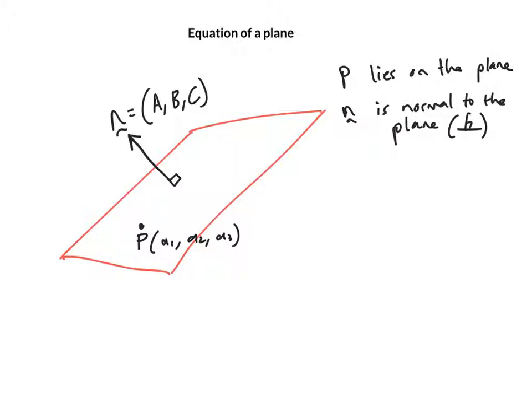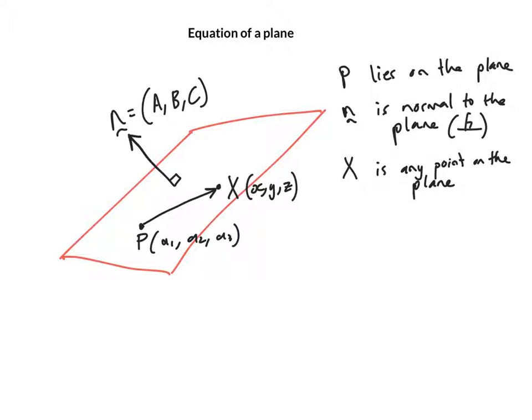Now, in order to come up with an equation for the plane, let's say there's some other point over here, and I'm going to call that capital X, with coordinates x, y, z. So big X is any point on the plane. I'm going to draw a vector traveling from P to X and work out its coordinates. For PX, I subtract the coordinates of P from the coordinates of X. It's going to be x minus a1, y minus a2, z minus a3.